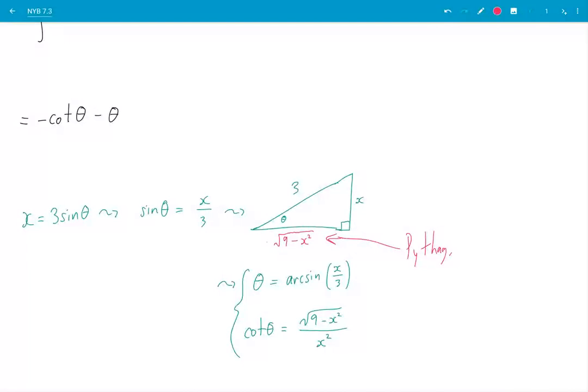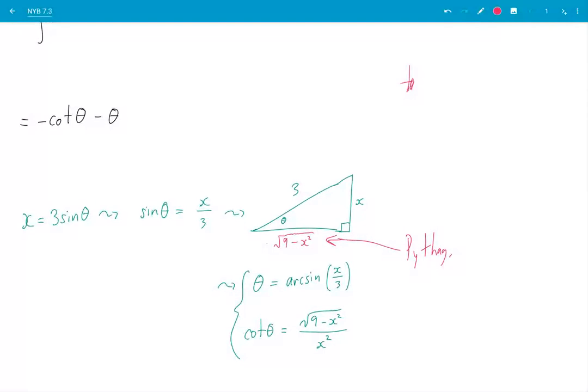And as before, I have my theta is the arcsine, and cotangent theta is, what is cotangent theta? Well, I always forget. What is cotangent? Tan theta is TOA, opposite over adjacent. So now I can remember that cotangent is the reciprocal, adjacent over opposite. So the adjacent is the square root here, and the opposite is my x.